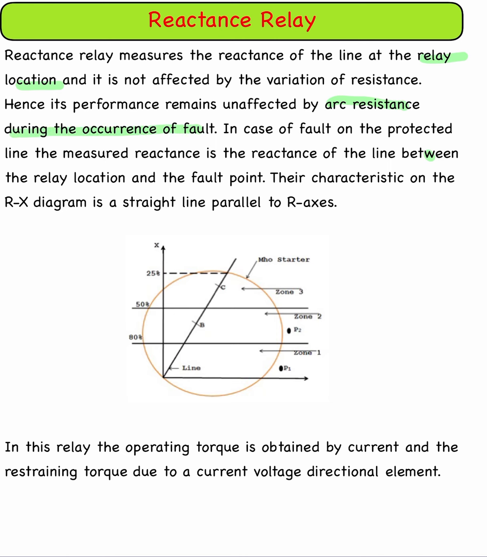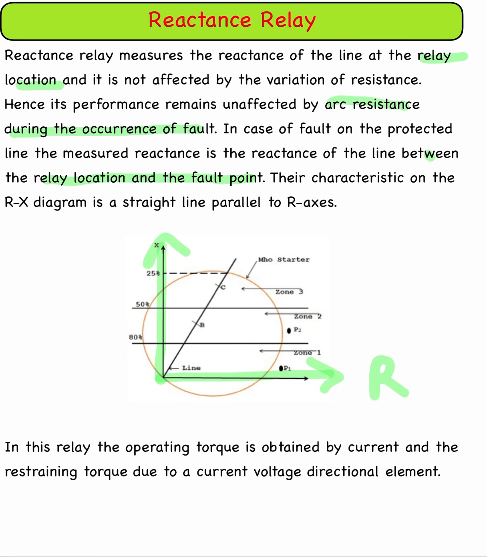So in the case of a fault on the protected line, the measured reactance is the reactance of the line between the relay location and the fault point. So their characteristic on the RX diagram is a straight line parallel to the R axis. So here you can see that this is the R and this is the X axis.